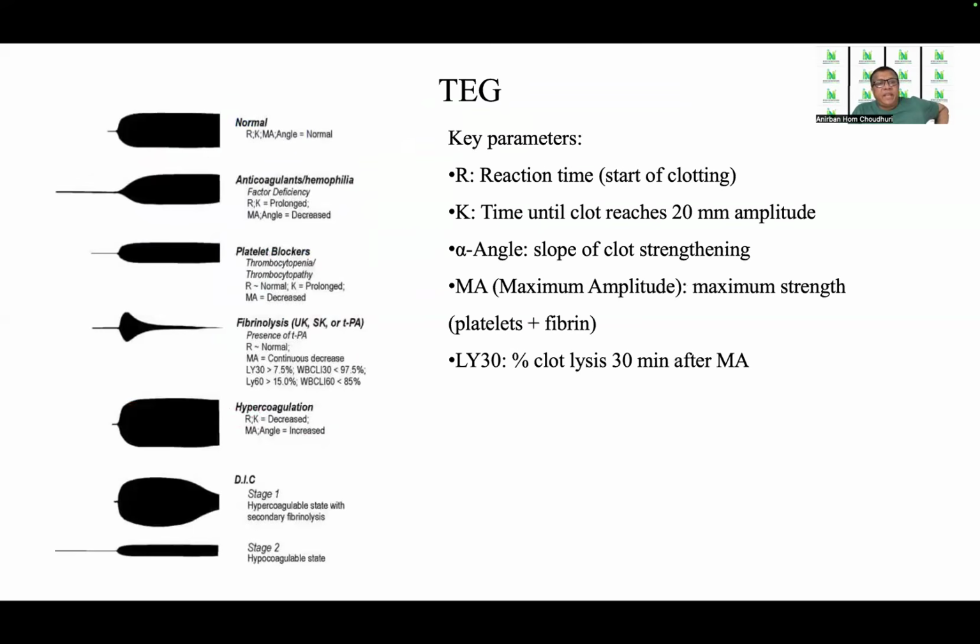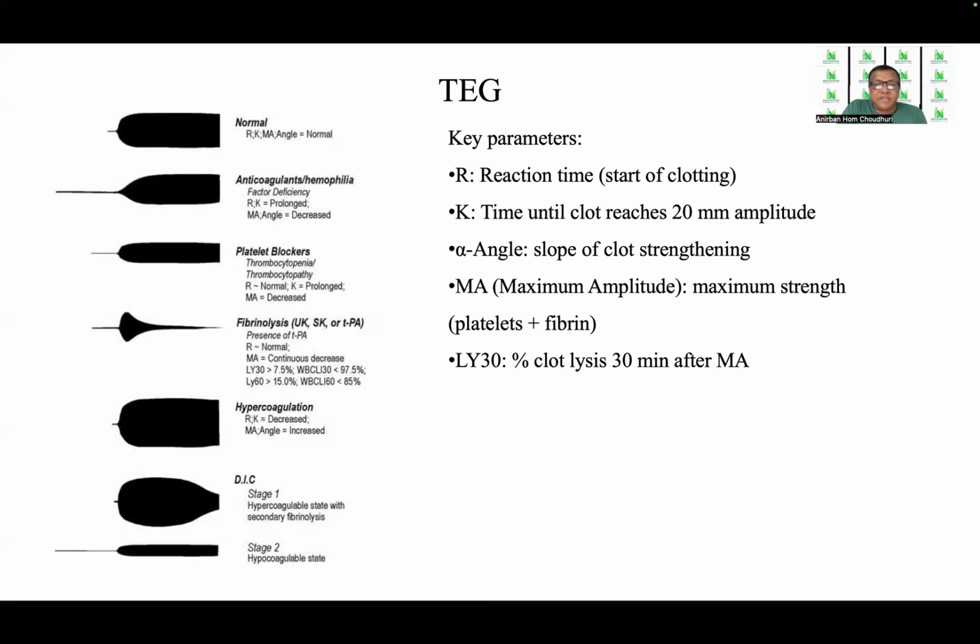If we look into TEG, we similarly find that the key parameters have a different nomenclature. R is the reaction time, that is the start of clotting. K is the time until the clot reaches 20 millimeter amplitude, which is analogous to the CT or the clotting time. The alpha angle is the slope of clot strengthening, which is the same. The maximum amplitude is the maximum strength, which is a combined effect of both the platelets and fibrin.